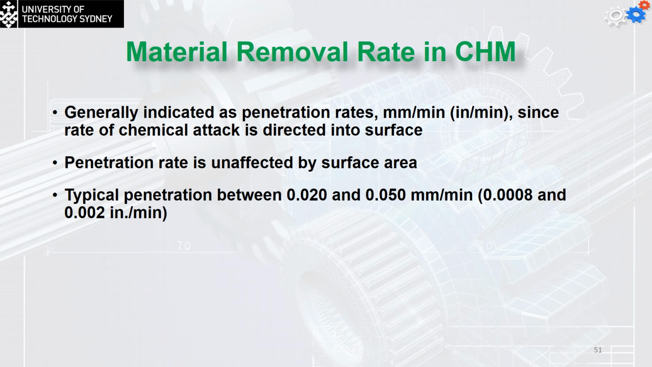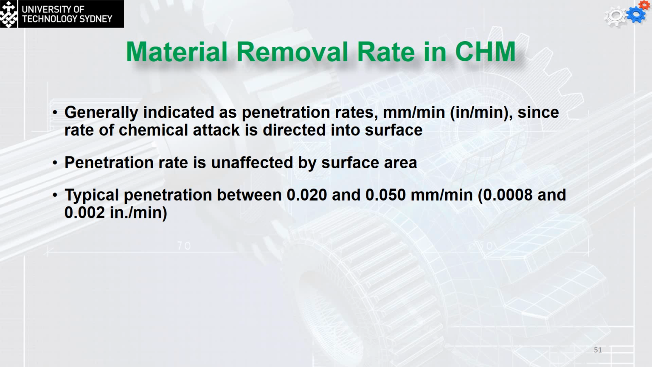The material removal rate in chemical machining is generally indicated as a penetration rate in millimeters per minute, since the rate of the chemical attack is directed into the surface. The penetration rate is unaffected by the surface area, because you simply put the material layer and it goes down. Whatever the area is, the rate will remain the same. It is how deep you go inside the material by doing the etching.